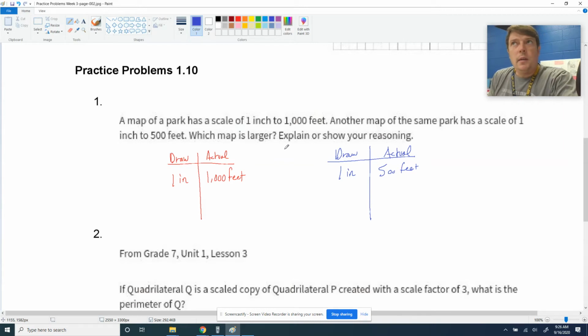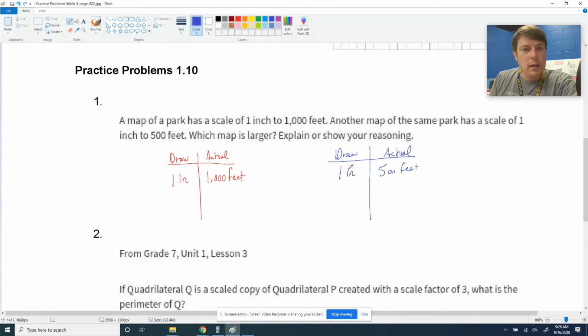And naturally, you want to lean toward the 1,000 feet because it's a bigger number. It's like, oh, it's a bigger number, it's going to be a bigger map. But you've got to remember that this is the scale. This is how we're shrinking it down. So every 1,000 feet on the map is only going to be an inch in the drawing, where 500 feet over here is going to be an inch on the drawing.